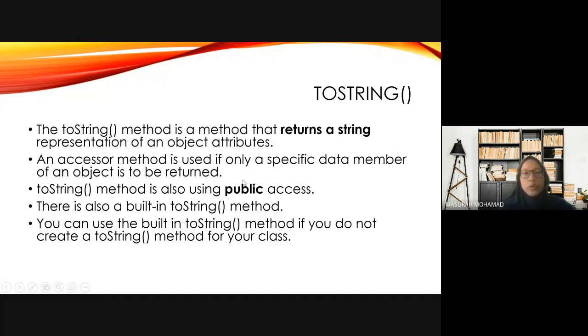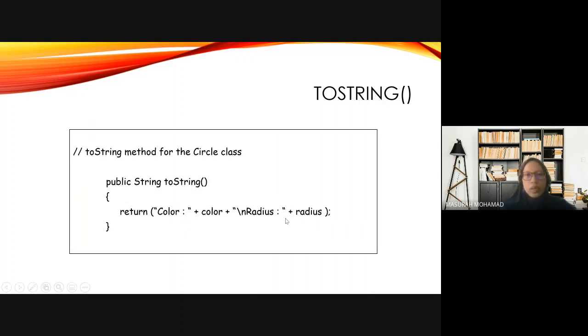If you do not declare the toString method, actually the compiler has a built-in toString method. It's already there, you just call it. But in this class, we have to write the toString method. So, let's look at its definition. Same as the getter just now: public, and then the data type or return type, of course string, because it is purposely created to display the string.